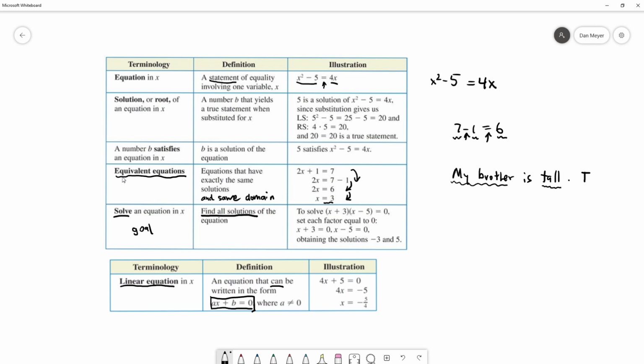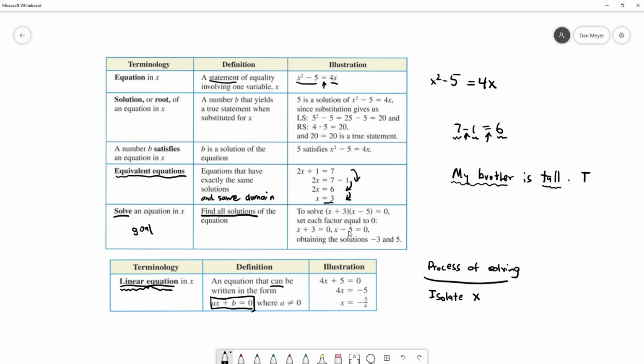And so that's where it's going to be important for us to identify what kind of equation we're looking at. For a linear equation, the process of solving is typically, I would call it, isolate x, which means get x on one side and get numbers on the other side. Okay? Isolate x.